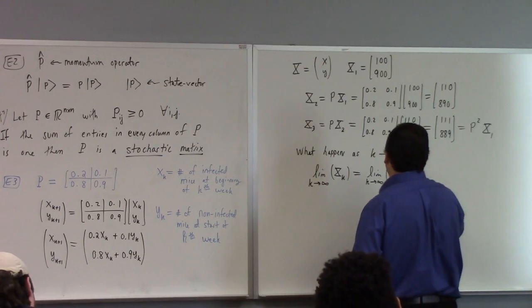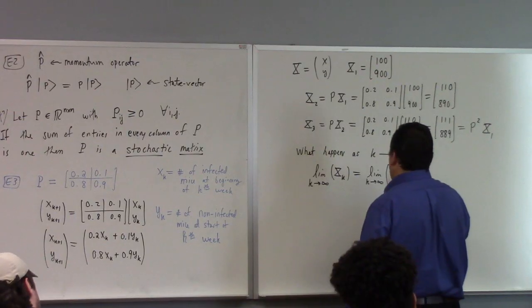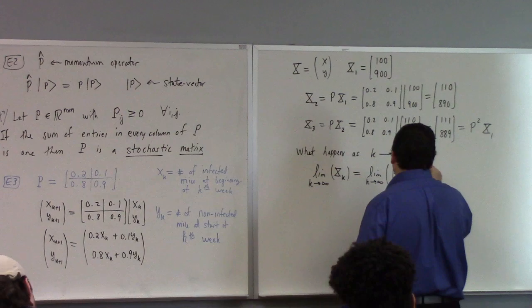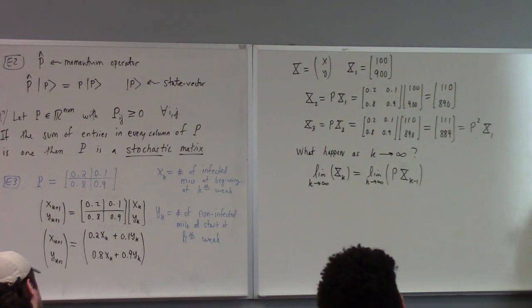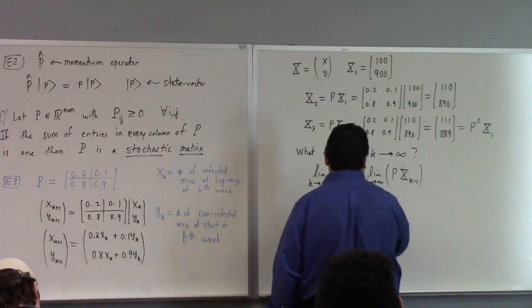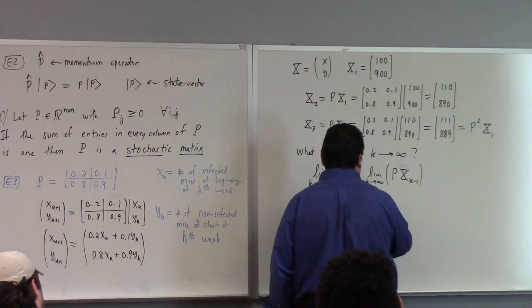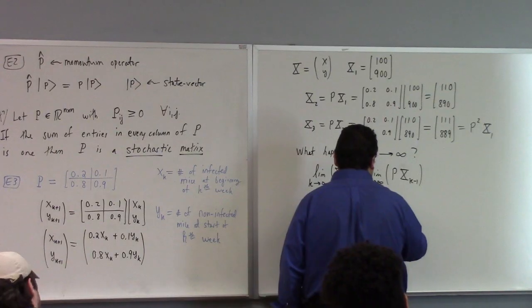Oh, I'm a dummy. Well, that's true, but that's not helpful. What I really want to say is this is p times x(k-1). All right, this is true. Now, the limit is linear, so we can pull the matrix multiplication out front, all right?